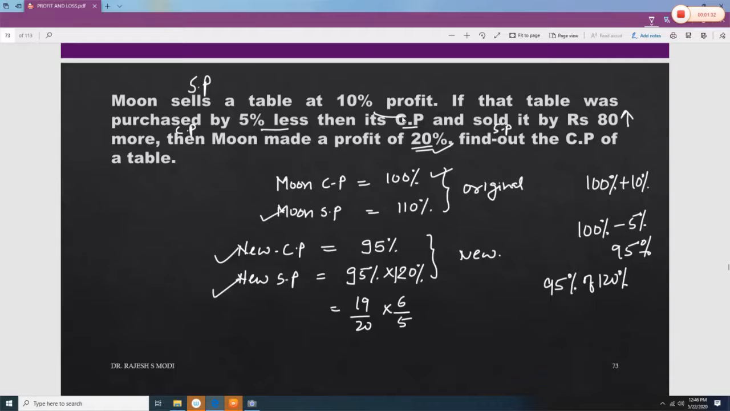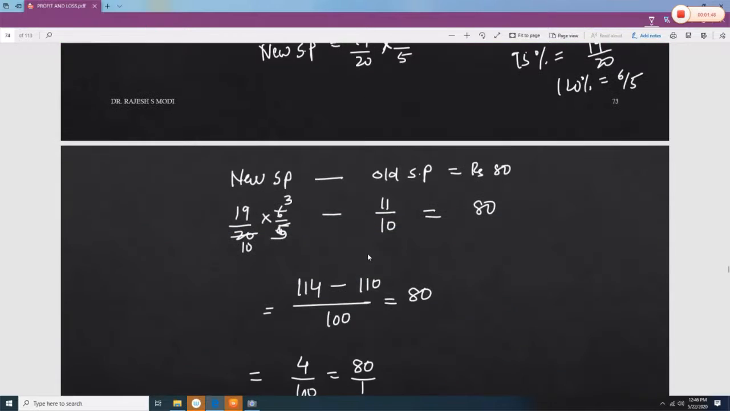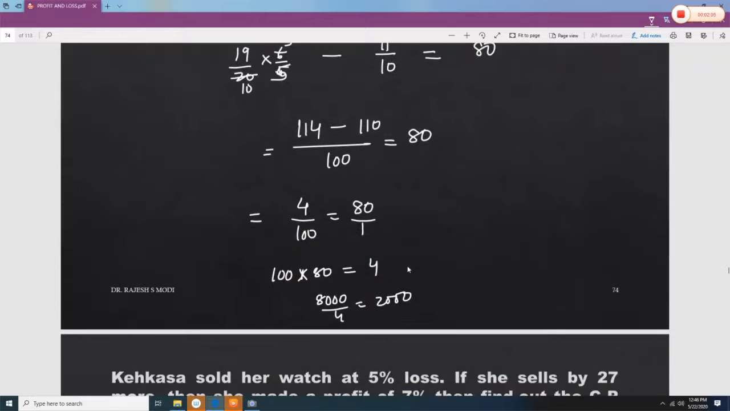So 95% means 19 over 20, multiplied by 120% means 6 over 5. That is the new SP. Now new SP minus old SP, she is making 80 rupees more. So new SP we already know over here, minus old SP, 11 over 10, that is 80. So that is coming to rupees 2000.